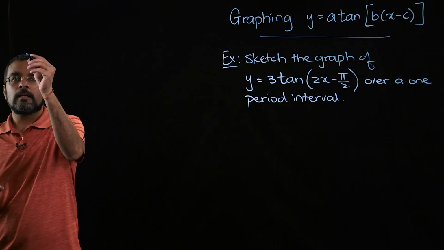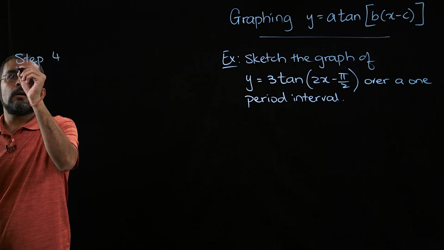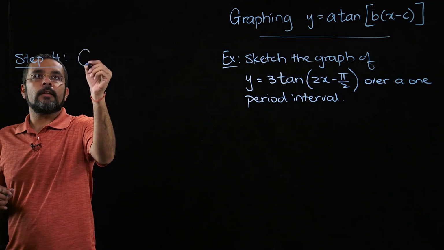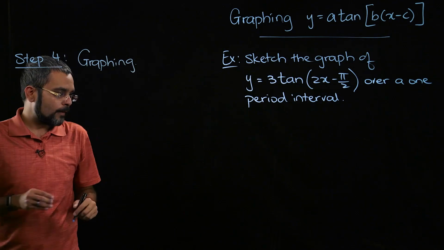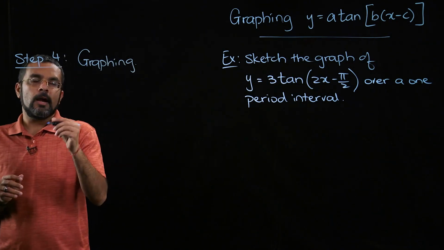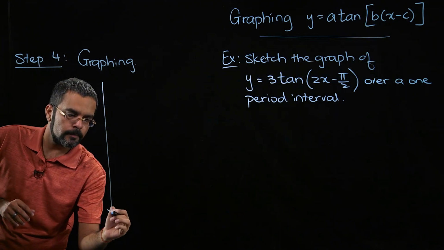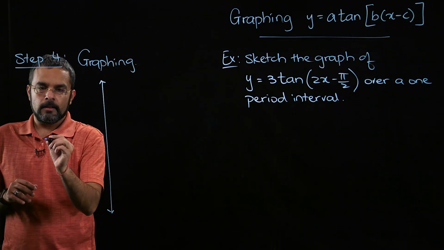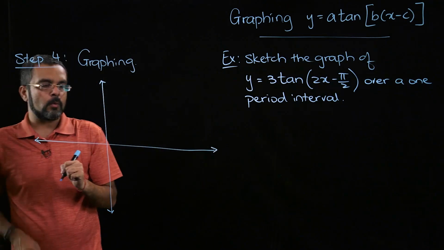So finally we have the last step, step 4, and that is going to be graphing. Let's go ahead and graph that function. Let's draw our y-axis first, and then this is our x-axis. Remember, again, we want to graph only one cycle.